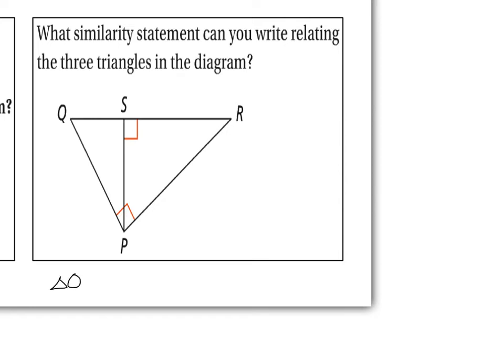I went big first. Triangle QPR is similar to triangle PSR, which happens to be the triangle on the right, which is similar to triangle QSP, which is the small triangle. So you've got one triangle, you've got two right triangles, and then you've got the big one, which is three.